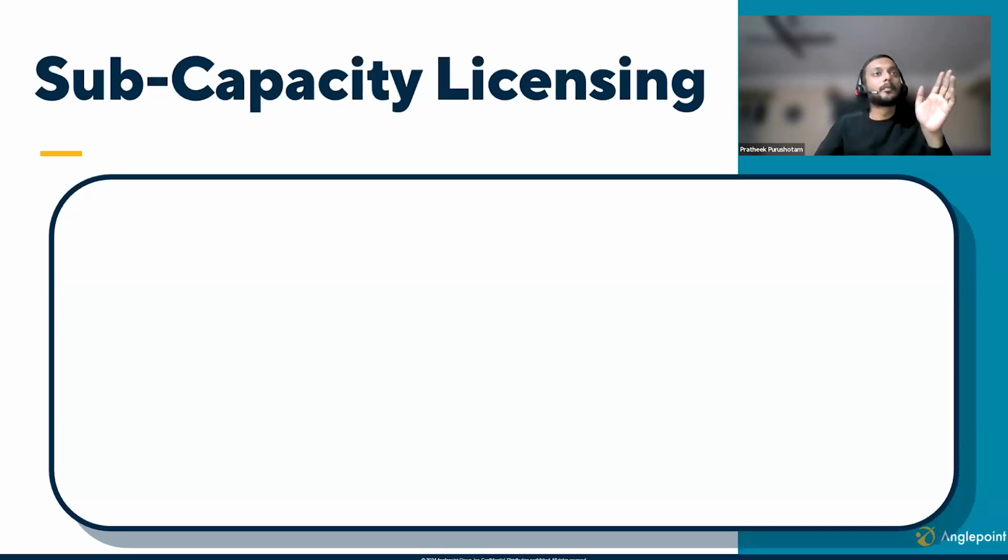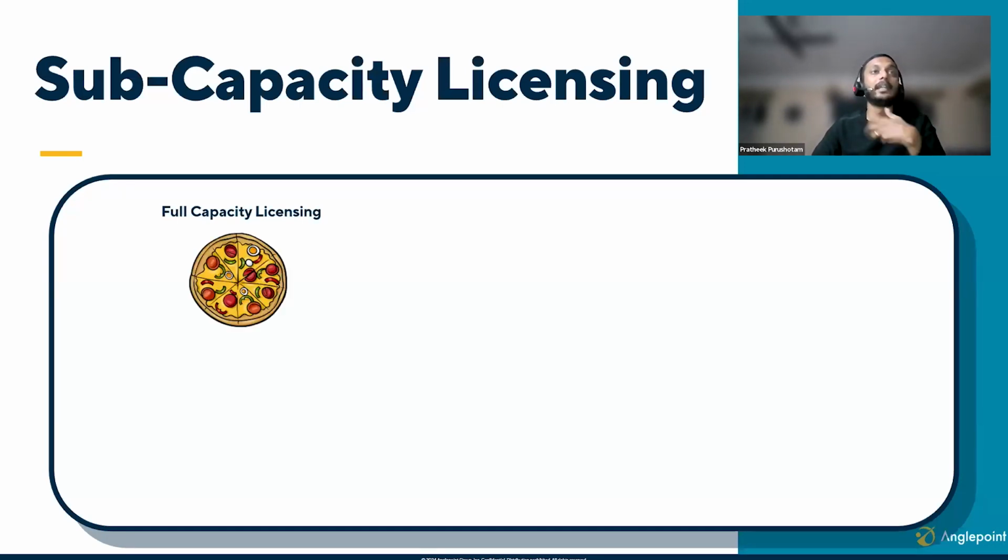Now I would like to use a simple analogy to explain sub-capacity licensing, so that each one of us can relate it to the licensing and understand it better. I'd like to use the pizza analogy. Imagine yourself going to a Domino's pizza shop. You have an appetite for one slice of pizza, but they won't sell you one slice. You have to buy the entire pizza, and it may cost you $10, just as an example. So this is like full capacity. Even though your appetite is only for one slice, you need to license the entire system, because that's how licensing works for IBM.